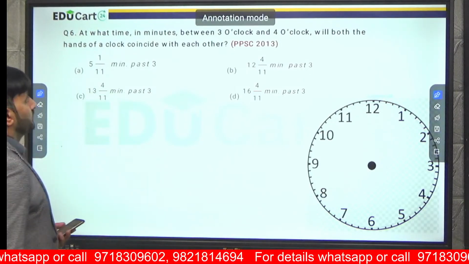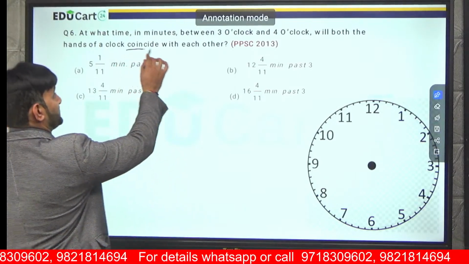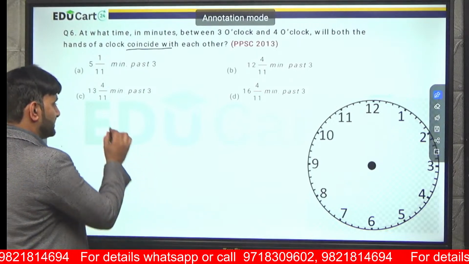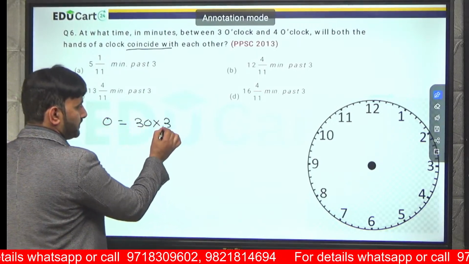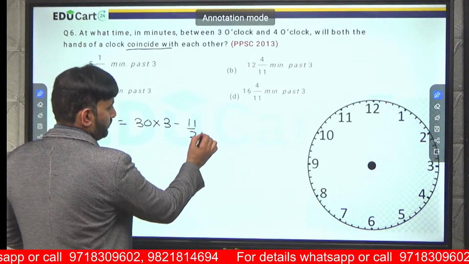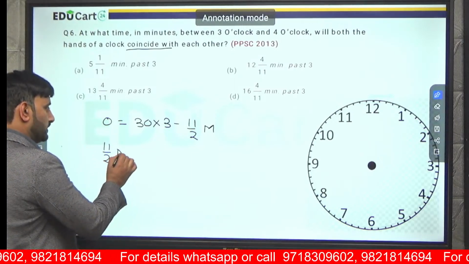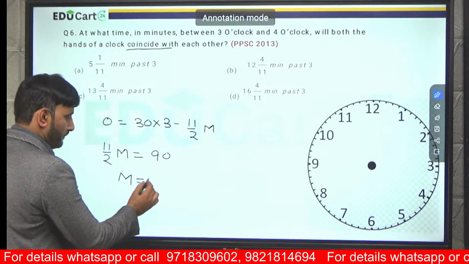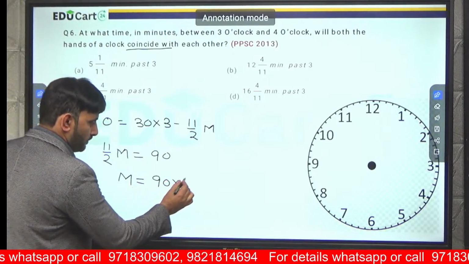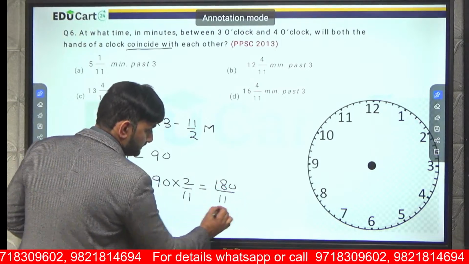So here the time is between 3 and 4 o'clock and both the hands coincide. It means theta is 0. That is equal to 30 into 3 minus 11 by 2m. So bring 11 by 2m here. That is equal to 90. So from here we can say that the value of m will be 90 into 2 upon 11. That is 180 upon 11.